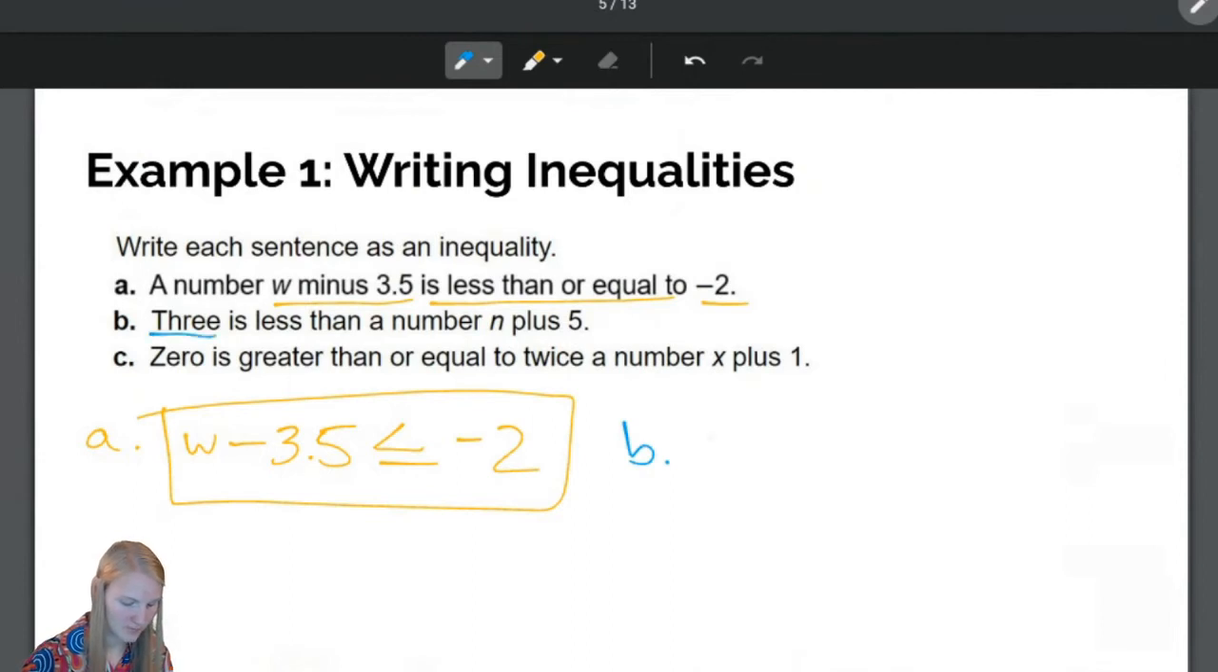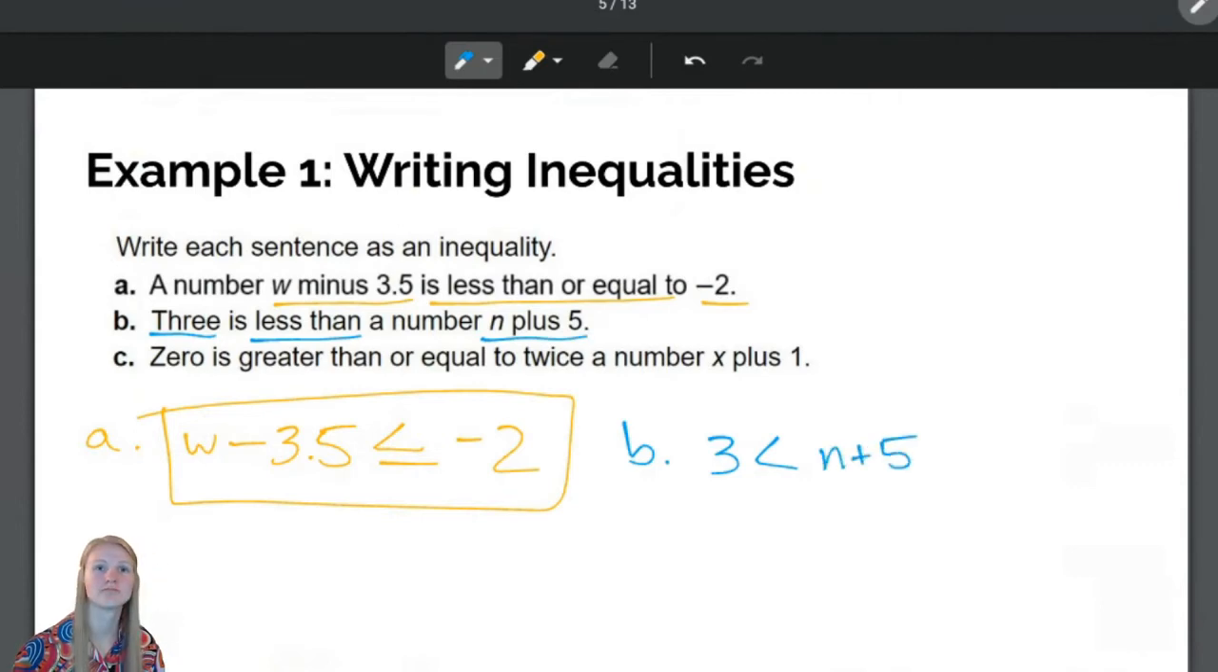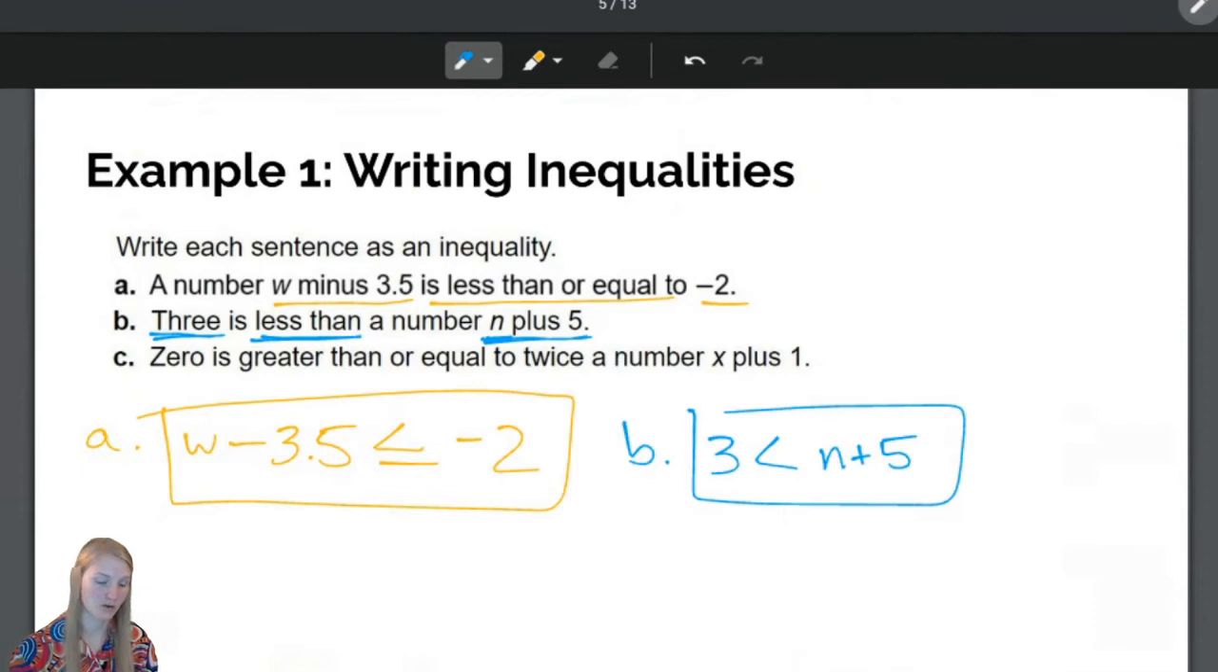So let's look at B now. 3 is less than a number n plus 5. Ta-da! 3 is less than a number n plus 5. So we're just breaking it down into pieces. I recommend at this time that you pause the video and try C by yourself, and then unpause the video and let's do it together.